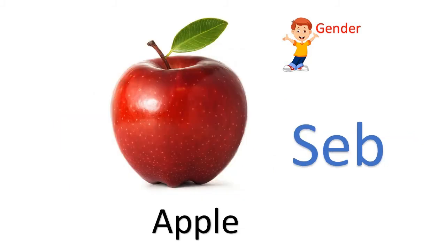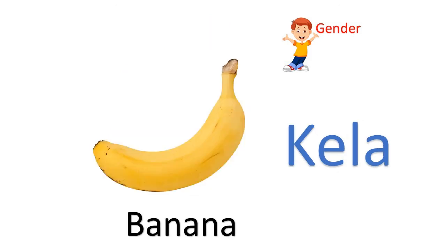Next fruit is apple. Apple in Hindi is seb. Seb. And the gender is masculine. Next is banana. Banana is kela. Speak with me, kela. And the gender is masculine.